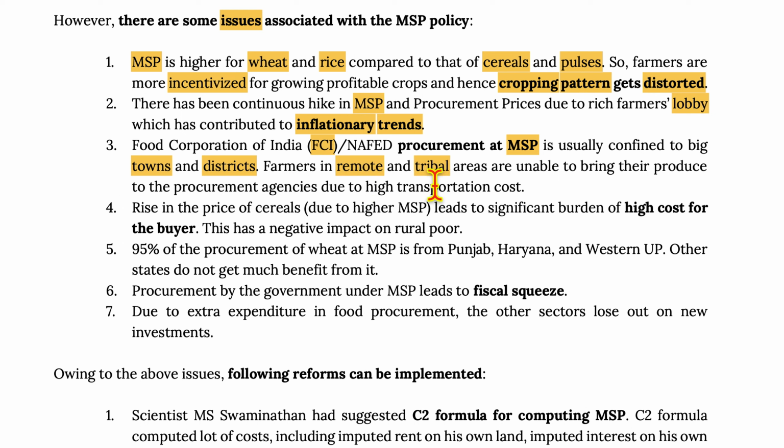Farmers in remote and tribal areas are unable to bring their produce to the procurement agencies due to high transportation cost. Now, rise in price of cereals due to higher MSP leads to significant burden of high cost for the buyers. This has a negative impact on rural poor. Now, 95% of the procurement of wheat at MSP is from Punjab, Haryana, and Western UP. Other states do not get much benefit from it. Procurement by government under MSP leads to fiscal squeeze. Due to extra expenditure in food procurement, the other sectors lose out on new investment.